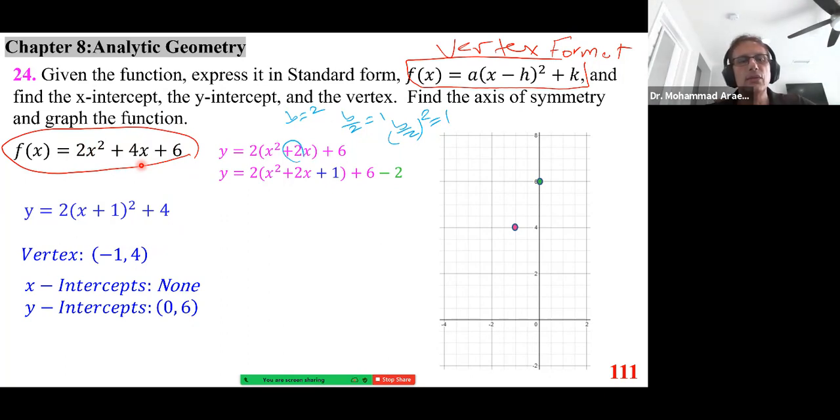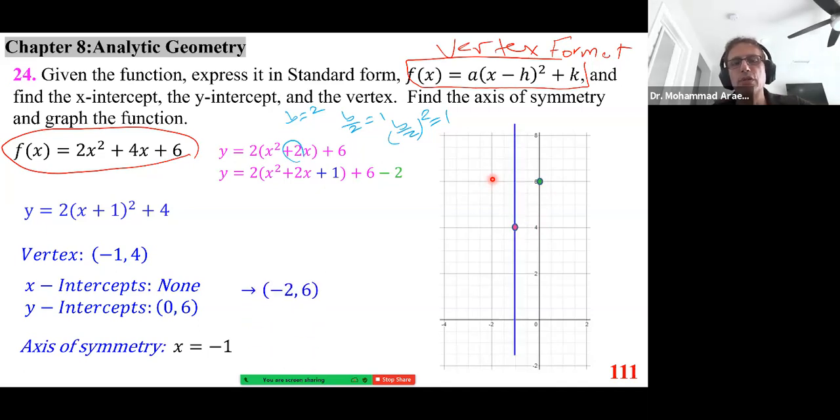And when we look at the vertex at -1, 4, this distance is 1. If we go another 1 right here, we have another point. I hope you see that. Because of the axis of symmetry, we have this point also. Do you see that? So because of the axis of symmetry, we can clearly see this point. And remember, it opens up. The y-intercept is located at 0, 6, and it opens up. So even with that concept, you don't have any x-intercepts. And that's the rough sketch of the graph.